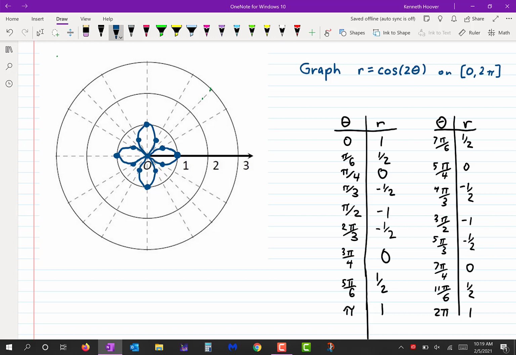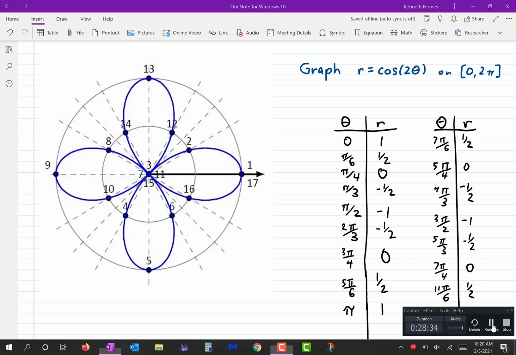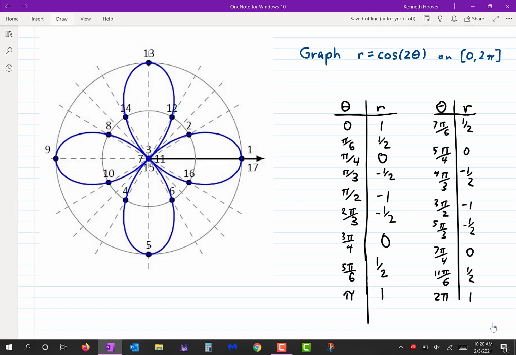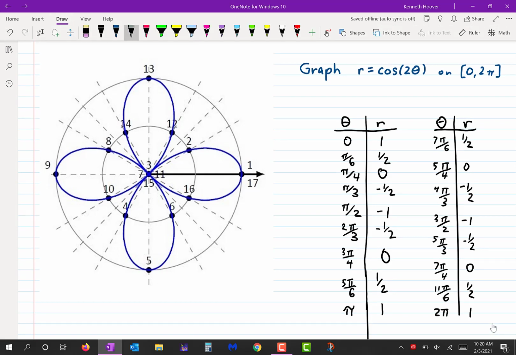Now I'm going to delete my picture and instead I'm going to paste in the picture that is in the book. It's a much nicer picture. There's the exact same graph in the book. Looks bigger because it's zoomed in. This is the line r equals 1. This is the line r equals 1/2. And those numbers are the order in which the points came up. There's point 1, and then point 2, and then point 3, 4, 5, 6, and so on. So, that is the graph of r equals cosine 2 theta.